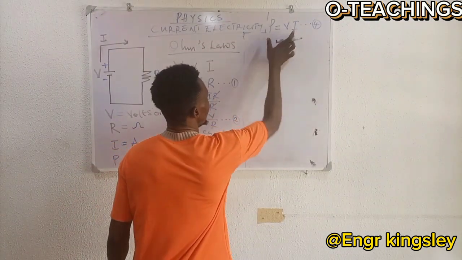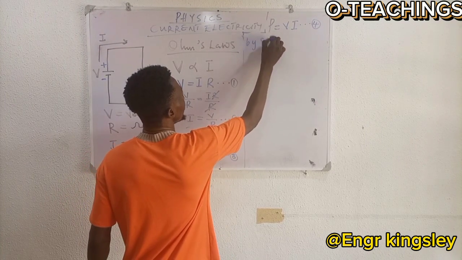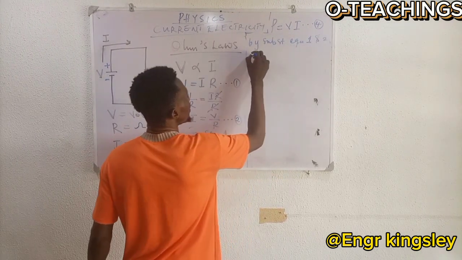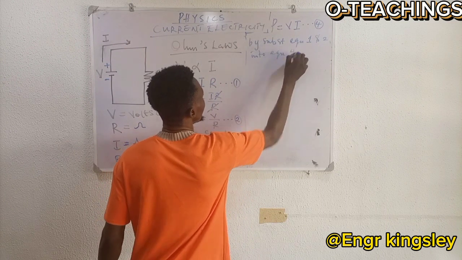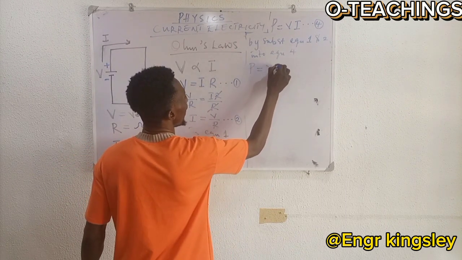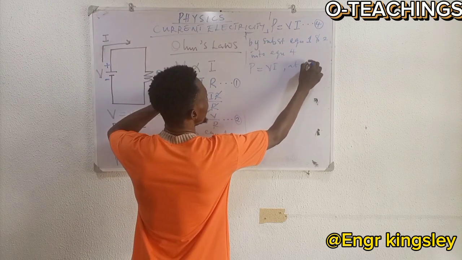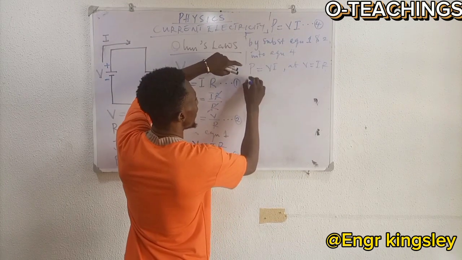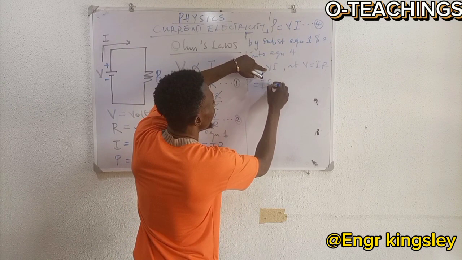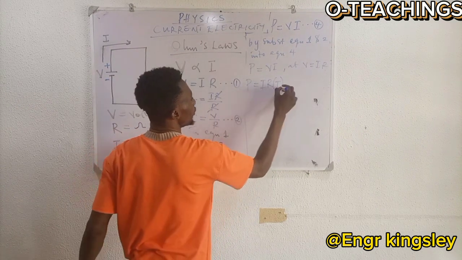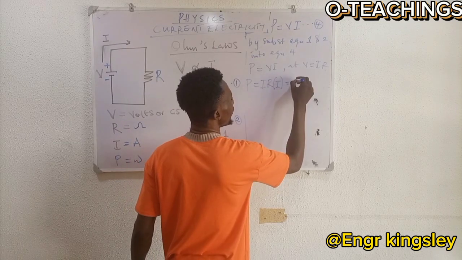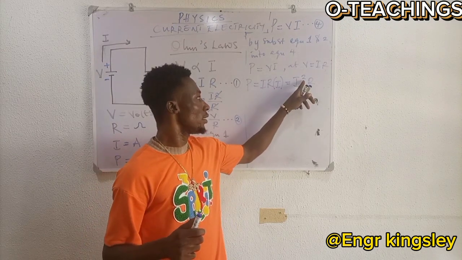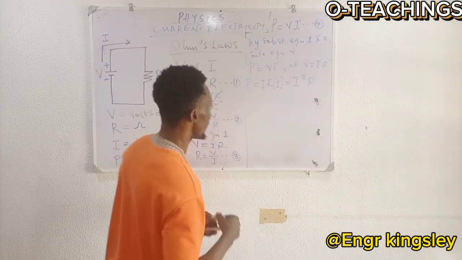By substituting equation 1 into equation 4: equation 4 is P equal to VI, and V equals IR in equation 1. By substituting the value of V as IR, we have that P is equal to IR multiplied by I. I times I gives I squared R. That means another formula for calculating electric power is the square of the current multiplied by the resistance.